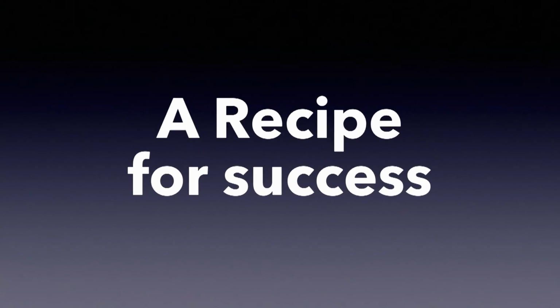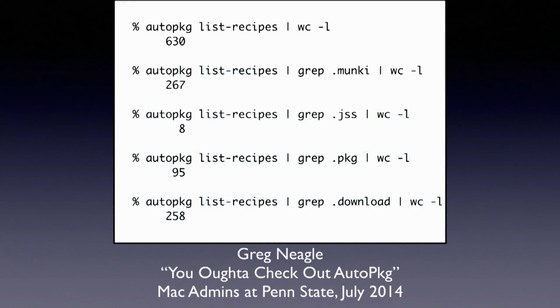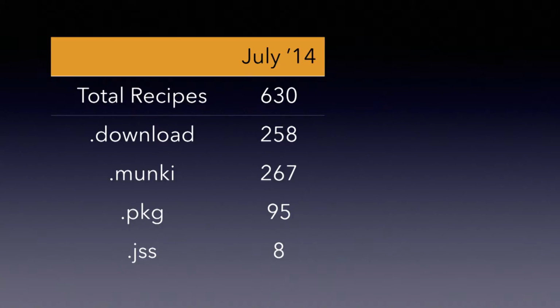I call that, next slide, a recipe for success. So I've intimated it's been fairly successful. How successful has it been? Next slide. When Greg Nagel did this session, you ought to check out AutoPkg, and I'd recommend you actually go back and look at it. It's still completely valid and talks about using AutoPkg from the command line and some really nifty tricks that way. This is, in Greg's inimitable way, how he'd counted how many recipes were being used. Next slide. So here's a little more slide-friendly version of that.